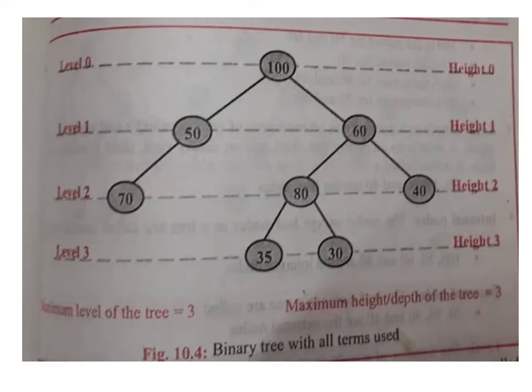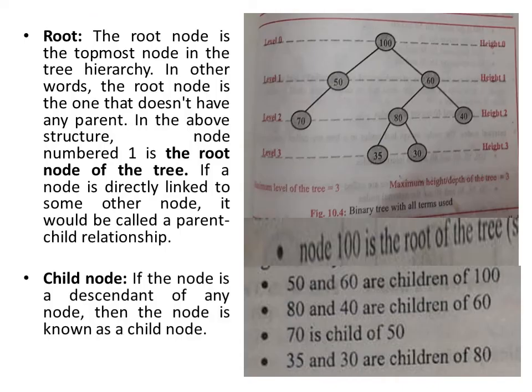Now let us consider the examples. Here I am taking a binary tree with all terms. First you can see 100, 50, 60, 70, 80, 40, 35 and 30. I have taken these randomly as values, and you can see how many heights there are here. You can see 0, 1, 2, 3. That is the maximum height, and the depth of the tree is 3, and the maximum level of the tree is also 3. Let us go one by one.